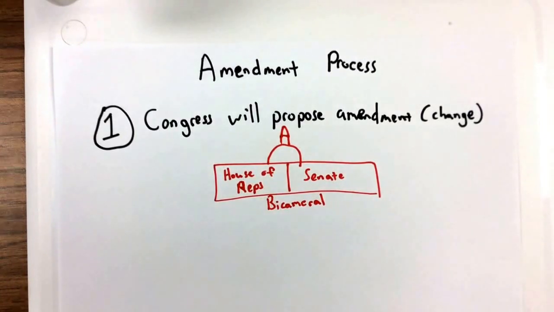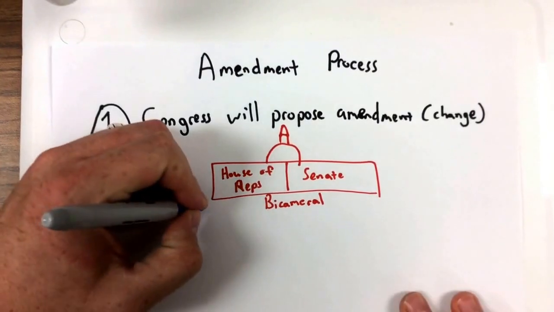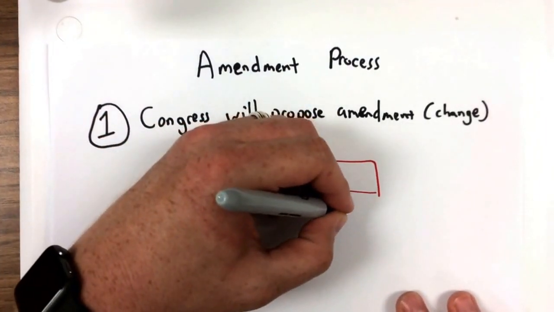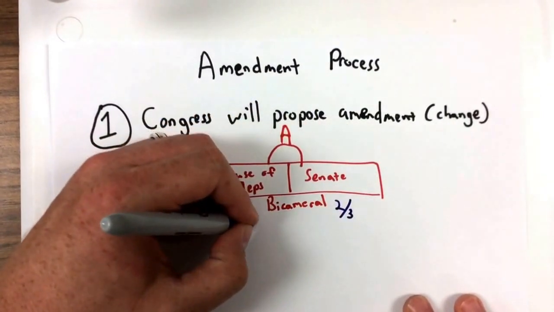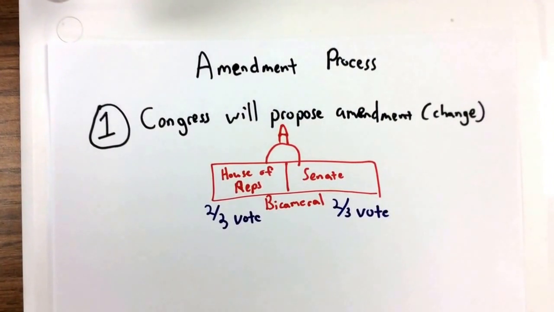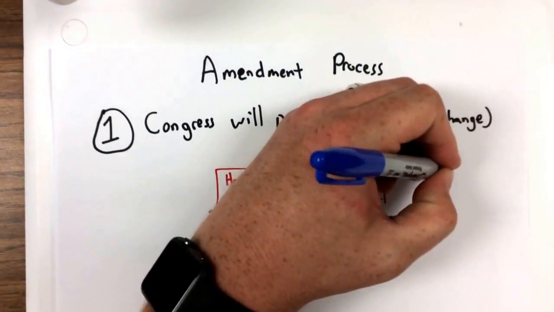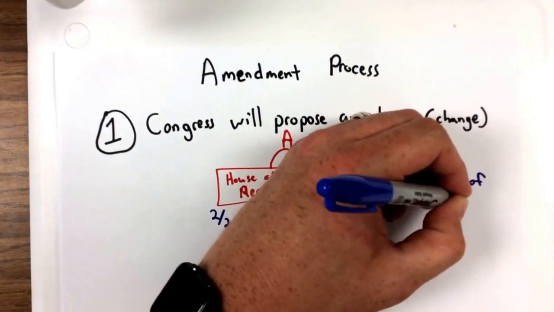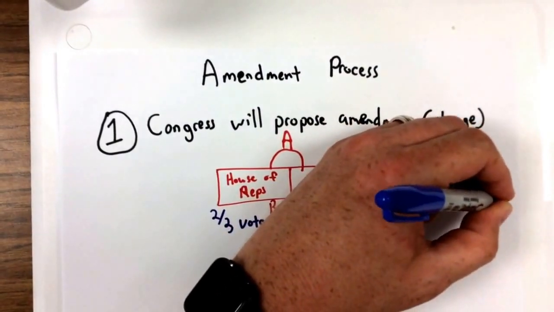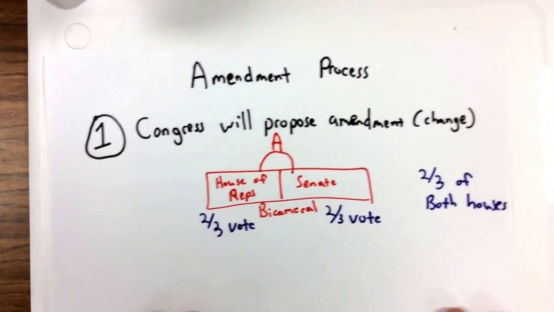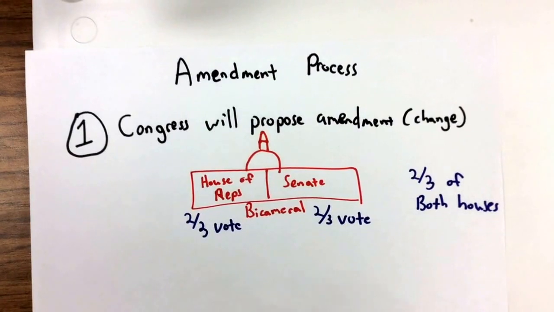So what's going to happen is both of these groups are going to meet together, and they have to get 2/3 from the House of Representatives and 2/3 from the Senate. Both of these groups have to agree, so they have to get overall 2/3 of both houses to move to step 2. So they get 2/3 of both houses, they get to move on to step 2.